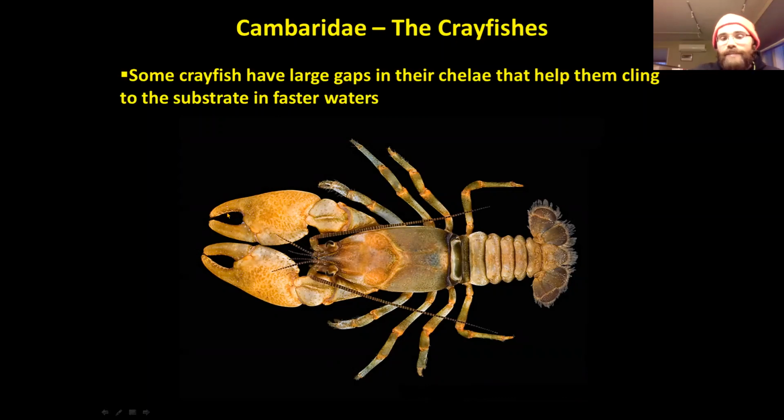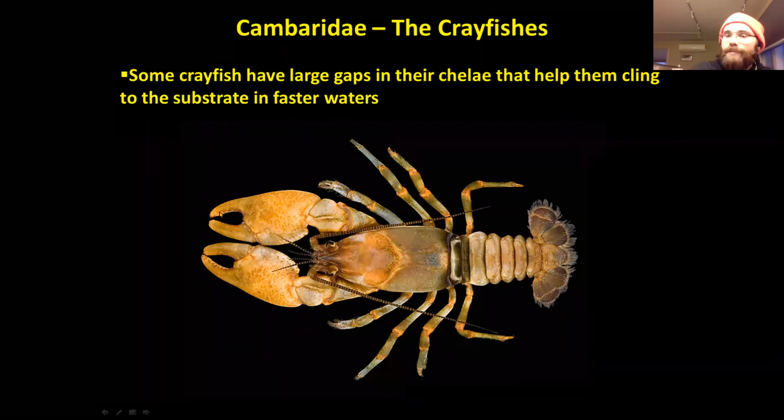And what happens is this crayfish is going to be living in fast currents. Water is going to be racing against its body, and the water rushes through these holes, and it helps pin the crayfish down to the bottom of the stream and helps it stay in place.